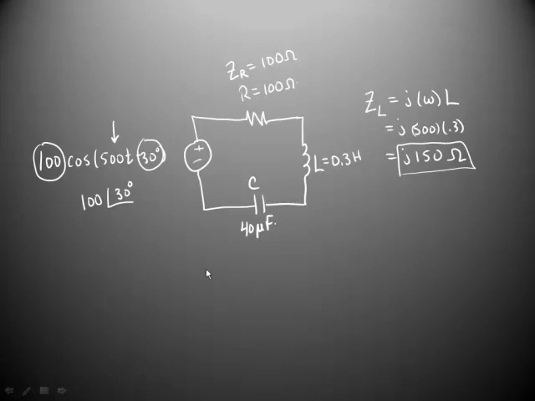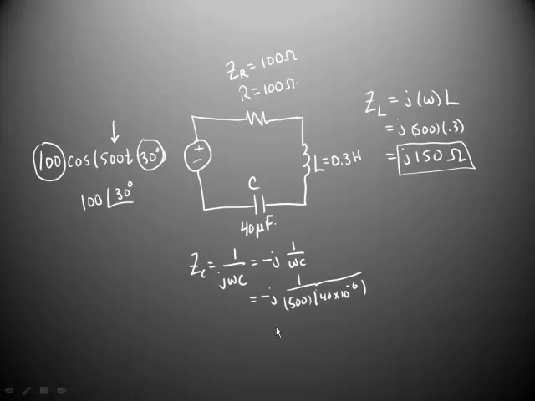The impedance of the capacitor is also a function of the angular frequency. 1 over J omega C, which is minus J times 1 over omega C, which is minus J times 1 over 500 times 40 times 10 to the minus 6, for a grand total then of minus J 50, and that is also ohms.